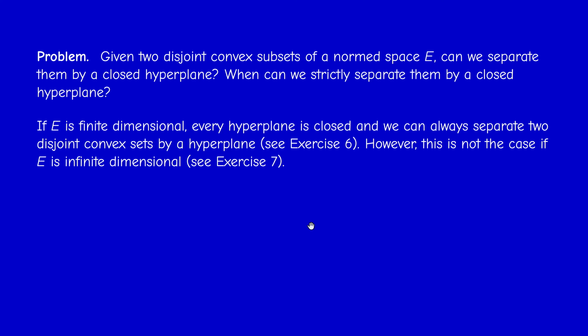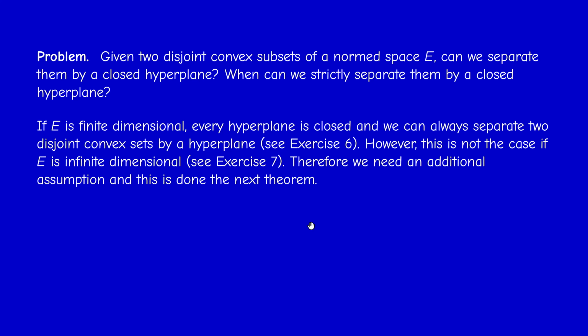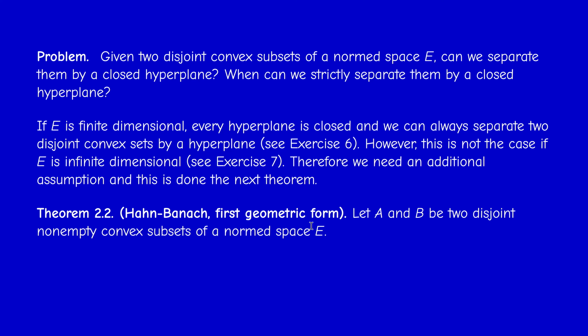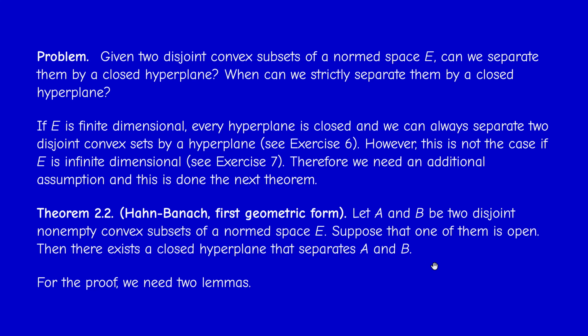We need an extra assumption, and this is the object of the next theorem, the Hahn-Banach theorem, first geometric form. So again, we have two sets, of course not empty because we are not interested in this trivial case, convex and disjoint. And this is the extra assumption: one of them is open. Then the answer is yes. We can separate them by a closed hyperplane.